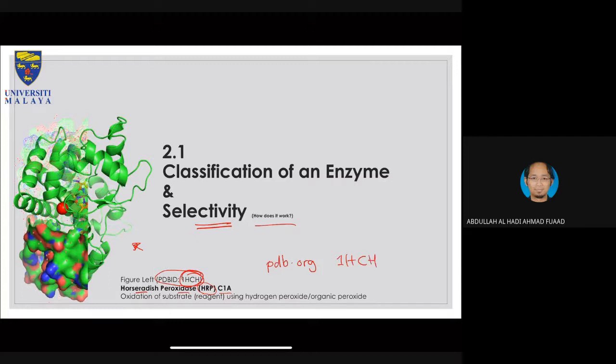So the same molecule. So HRP functions to oxidize the substrate using hydrogen peroxide or organic peroxide. And as a chemist or a biochemist or biotechnologist, HRP is one of the widely used enzymes for various purposes. Okay? In my line of work, for example, we use HRP to identify whether, of course, we don't just simply use HRP. So we use an antibody connected to HRP.